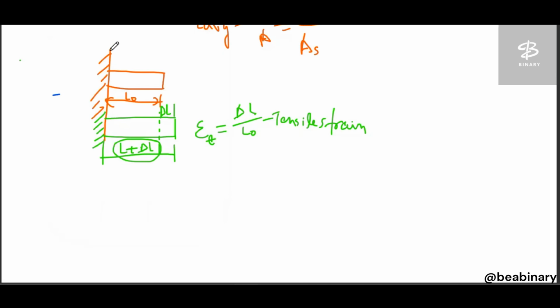Suppose this is the original component. So here we applied the load in this manner, and the load is obtained in that manner. So this is the compressive case. Here this is the original length, and this is the minus delta L upon L naught. This is the minus delta L. So here compressive strength EC is equal to minus delta L upon L naught.